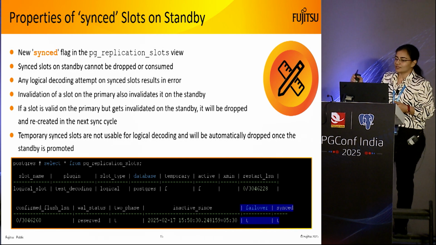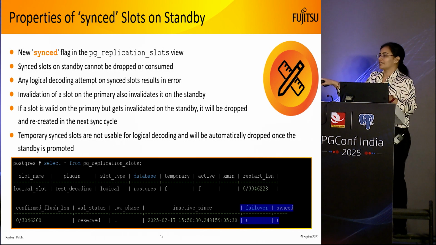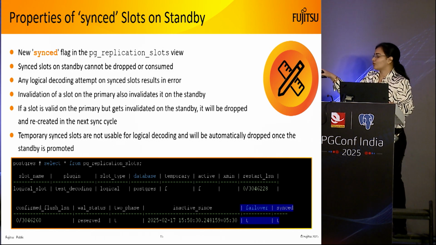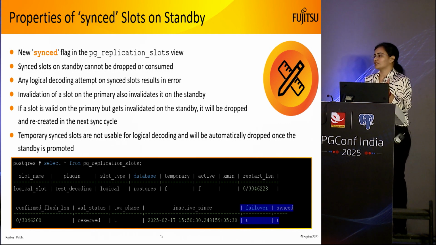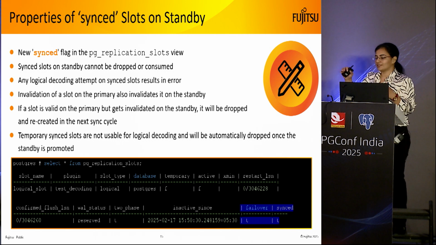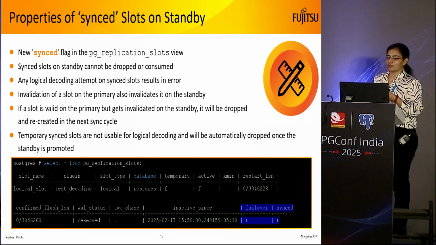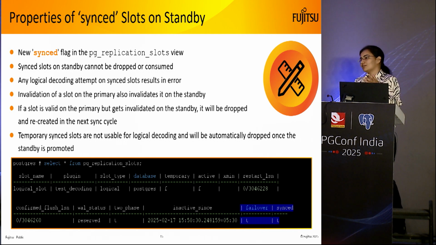In this snapshot, if you see the last two properties, failover and synced. This snapshot is taken from a standby node where the logical slot is synced. If this synced is set to true, that means this slot is a synced slot, that is synced from primary, it is not a regular logical replication slot. These synced slots cannot be dropped by user and cannot be consumed. If any logical decoding attempt is done on these slots, it will result in error. And also if the slot gets invalidated on primary node, then the same will be invalidated on standby node.